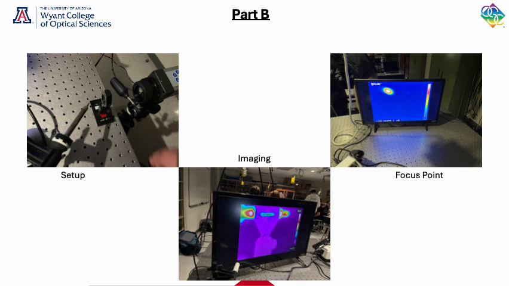Final part of Part B was the IR imaging. This was very challenging for us. It took by far the most amount of time just to be able to find the focus and the one-to-one magnification and such. But we were able to get fairly good images, as you can see on this slide.